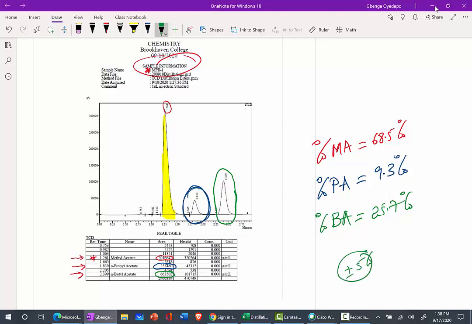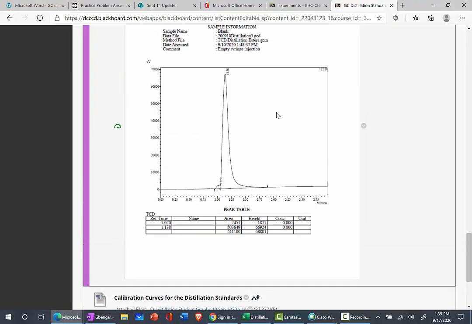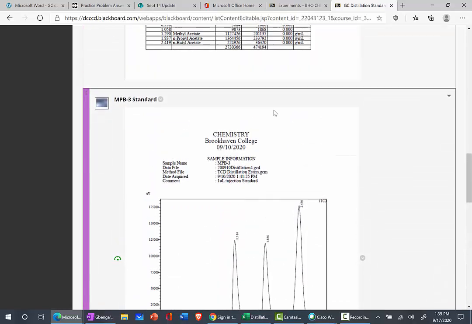But this is how you would determine the area under each of the peaks you get from your distillation.